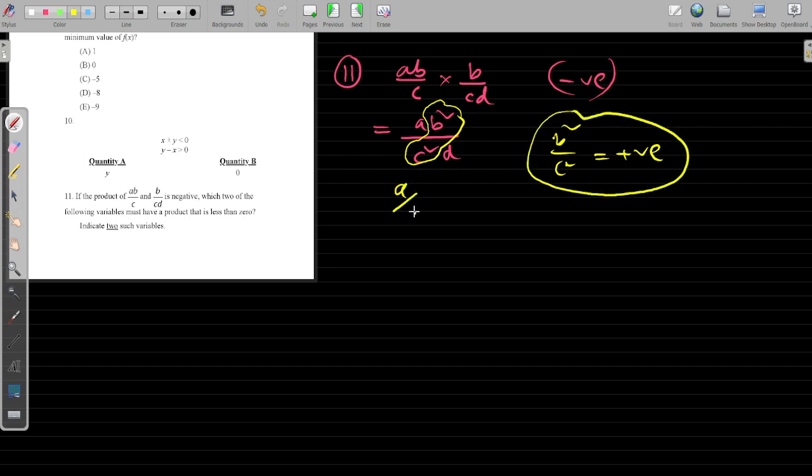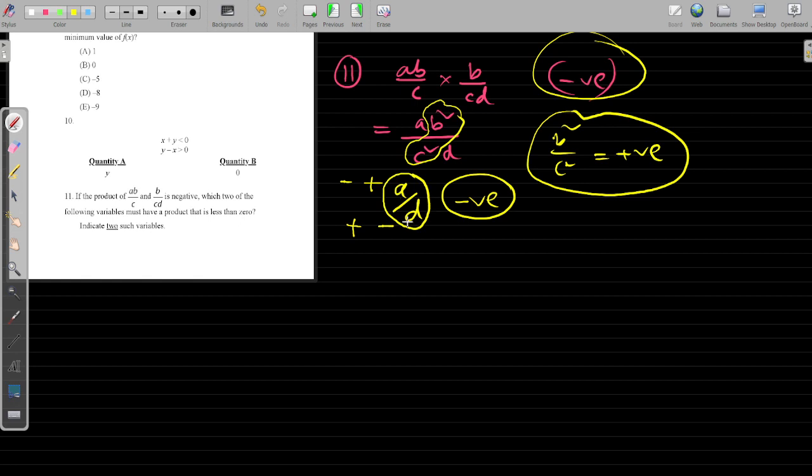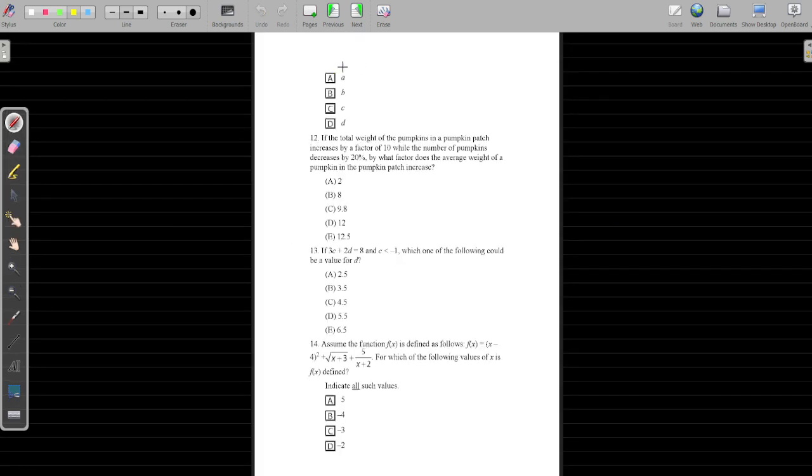So the remaining part is A by D. They must be negative, because you need to produce negative here. So how can I produce negative from this fraction? Suppose A is positive and D is negative. On the other hand, A is negative, D is positive. So you need to use opposite sign for A and D. So what is the answer here? A and D, they are opposite sign.